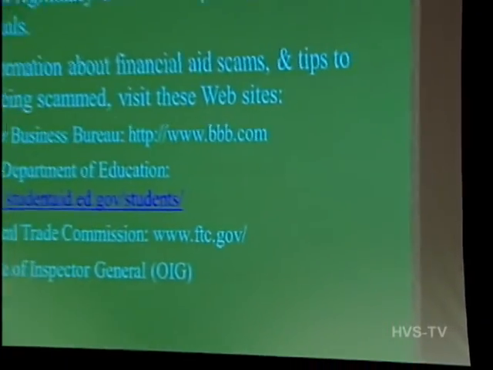Continuing to avoid being scammed, to check the legitimacy of scholarship search organizations, they have a few different organizations you can contact: the Better Business Bureau, the Department of Education, Federal Trade Commission, and the Office of Inspector General. Next slide, please.